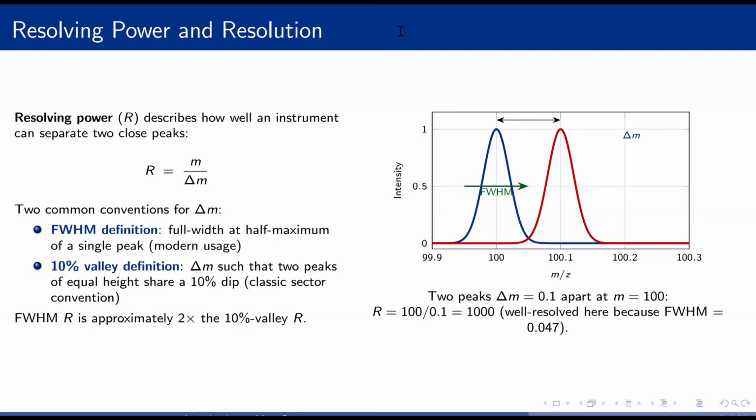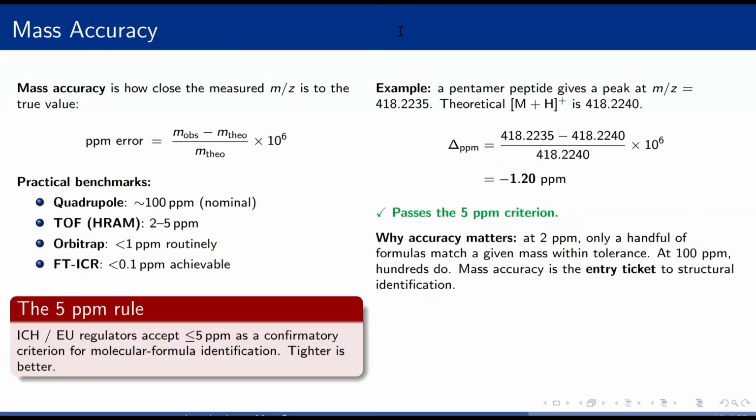The key practical question is always, is my R high enough for this problem? If I have two candidate compounds with theoretical masses 500.20 and 500.22, I need an R of 25,000 or better to separate them. Remember that number when we get to the worked examples.